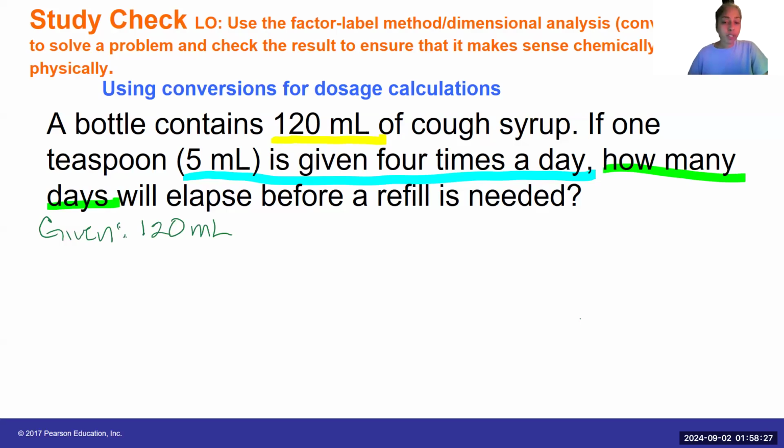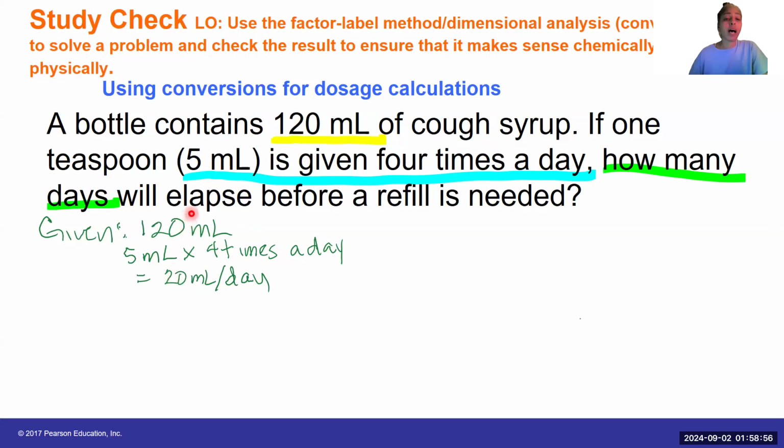We have 120 milliliters of cough syrup, and we have 5 milliliters 4 times a day, which equals 20 milliliters per day, right? Makes sense that if we're given 5 milliliters 4 times a day, how many milliliters are used in a day? 5 times 4 gives us 20 milliliters used in a day.